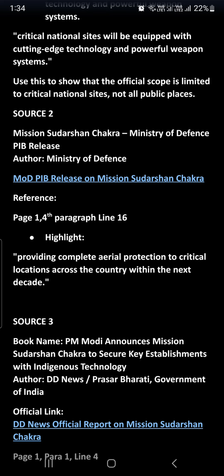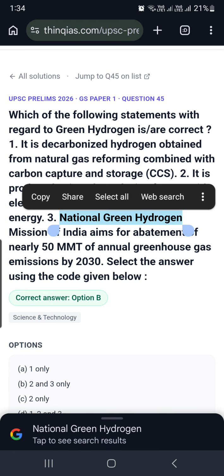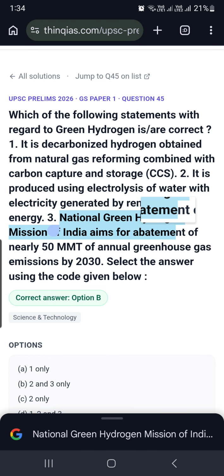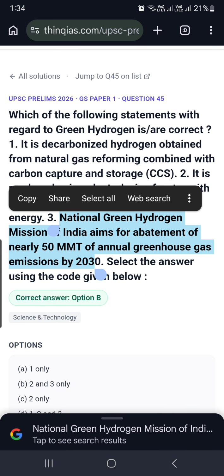Let's look at the third question, which you can file a representation for. The third question is on green hydrogen. So in this entire question, you can read it at ease and peace. We are challenging the third statement, which says National Green Hydrogen Mission aims for abatement of nearly 550 MMT of annual greenhouse gas emissions by 2030.